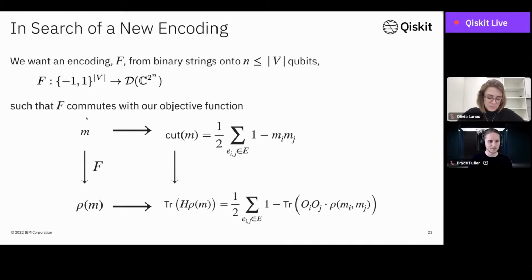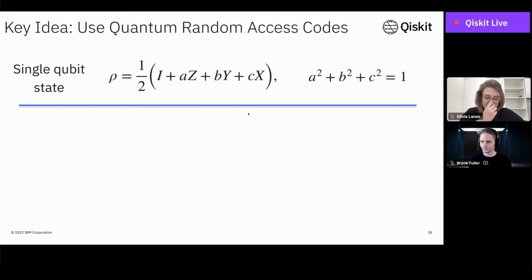It's kind of what this is representing. And this commutation condition is sort of trivial in the case of QAOA, but it won't be for the embedding that we're going to come up with. So this is going to be an important thing to come back to.